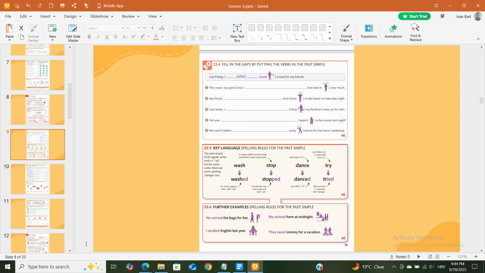23.6 Further examples: spelling rules for the past simple. He carried the bags for her. We arrived here at midnight. I studied English last year. They saved money for a vacation.